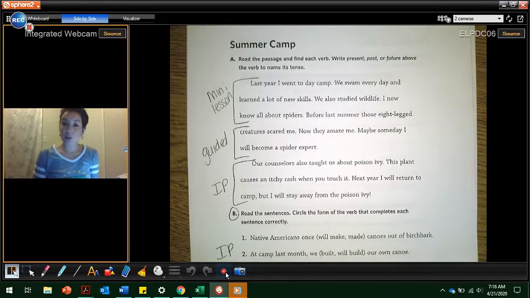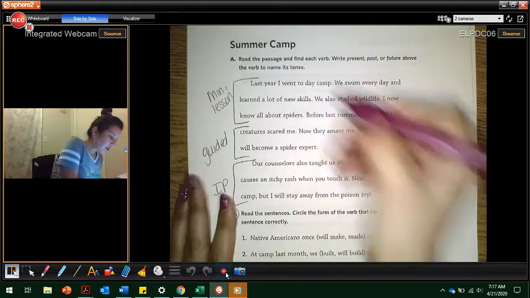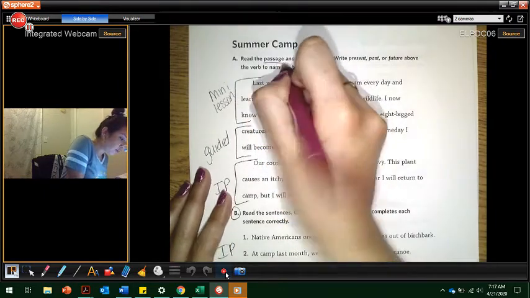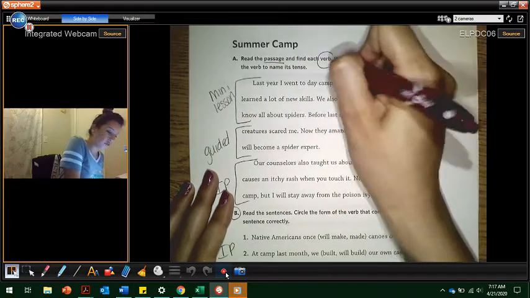So today we're starting on a new type of grammar skill. I know the last couple of days we've been focusing on homophones, which are words that sound the same but have different meanings. And today we're going to learn something new. So let's look at what the instruction says. It says read the passage and find each verb.